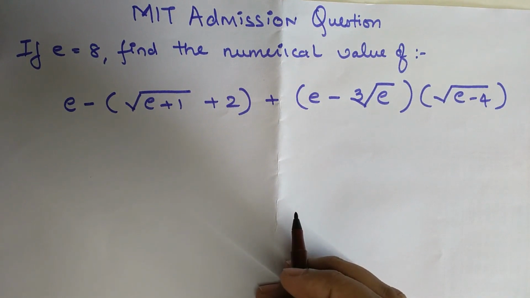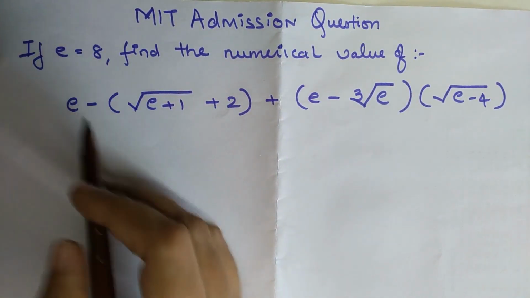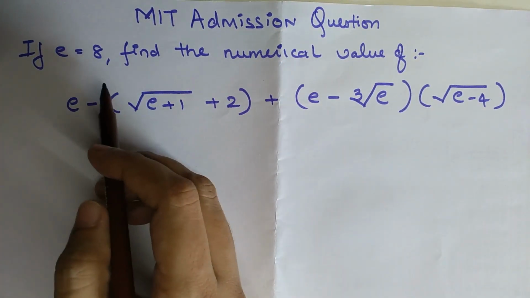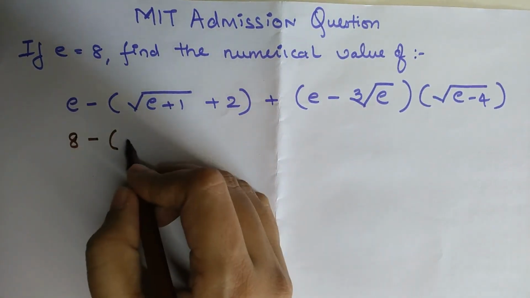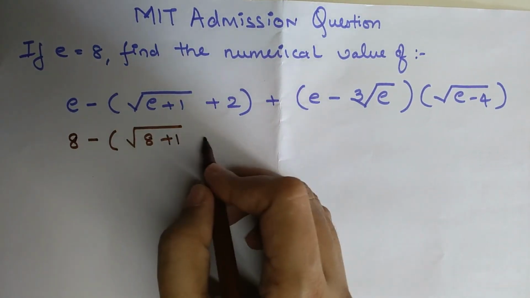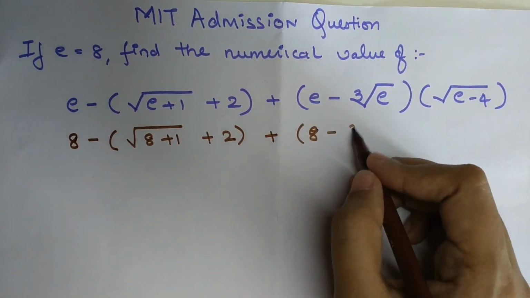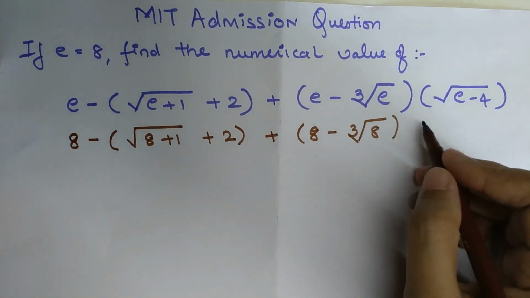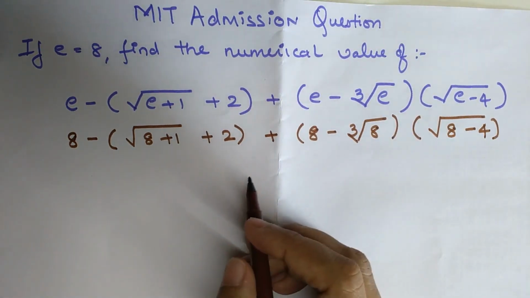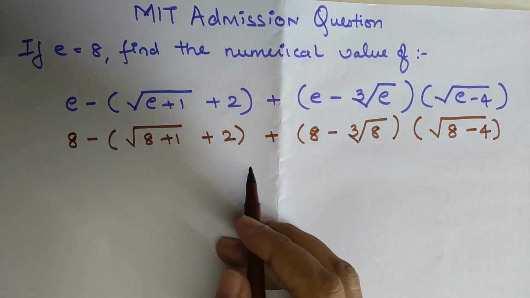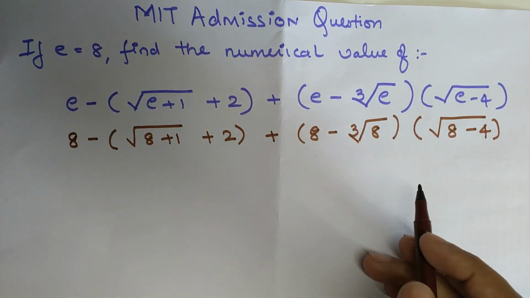So in case you're facing this question in any of the entrance tests, the first and foremost step would be to put the value of E in the entire question. Here the value mentioned is 8. So let's put 8 in place of E. Here we get 8 minus bracket open 8 plus 1 plus 2, plus again 8 minus cube root of 8. Then we have again a square root of 8 minus 4. Students, please note, I have not changed any of the placements of the brackets, neither have I changed any of the values. The next step would be to follow which rule?